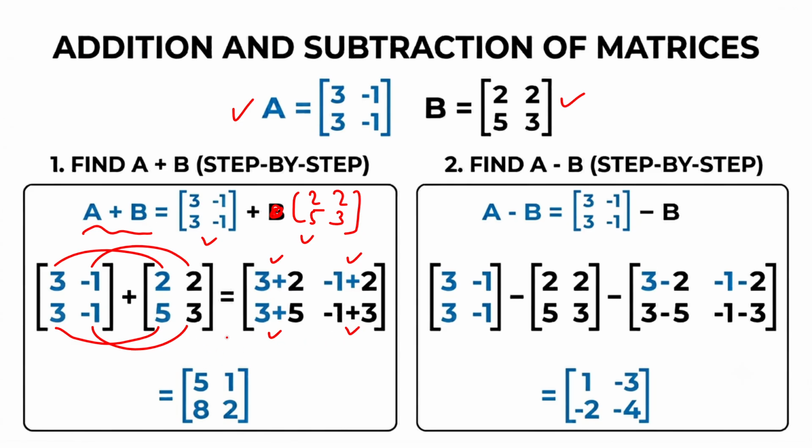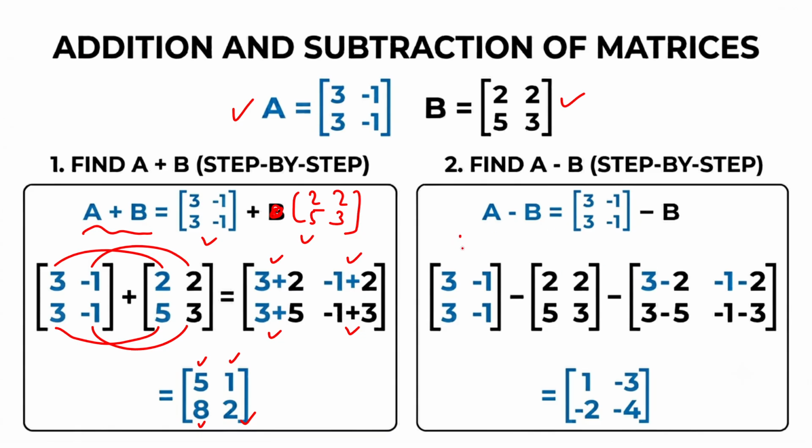So now after putting all these values, you have to just add these values. So 3 plus 2 will be 5, minus 1 plus 2 will be 1, 3 plus 5 will be 8, and minus 1 plus 3 will be 2. So in this way you can find A plus B matrix.